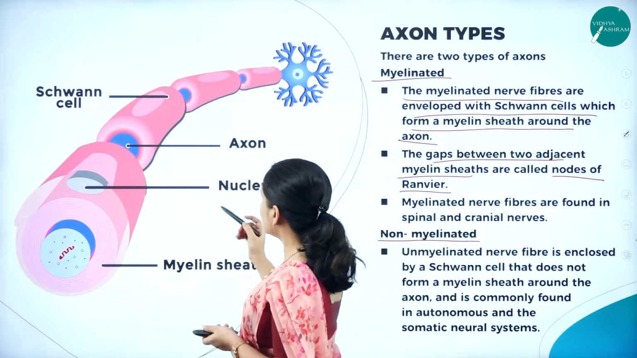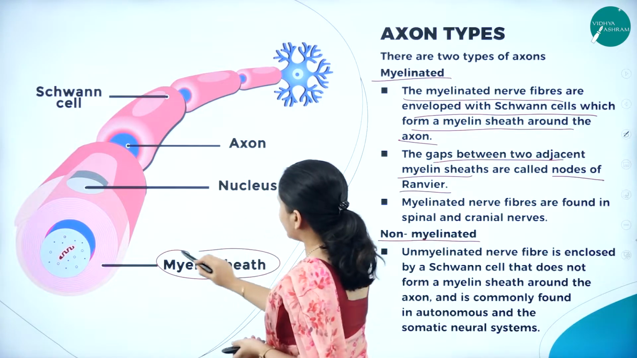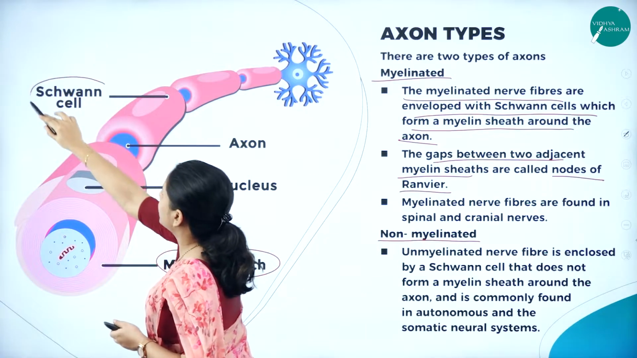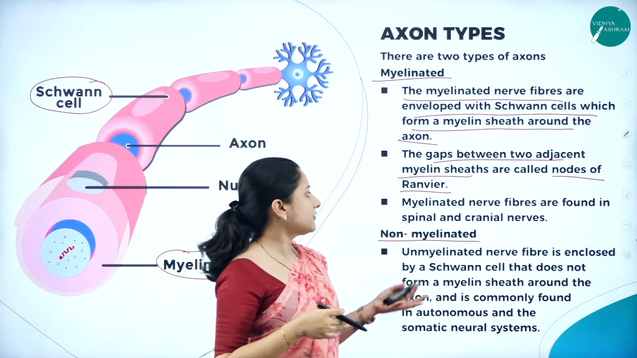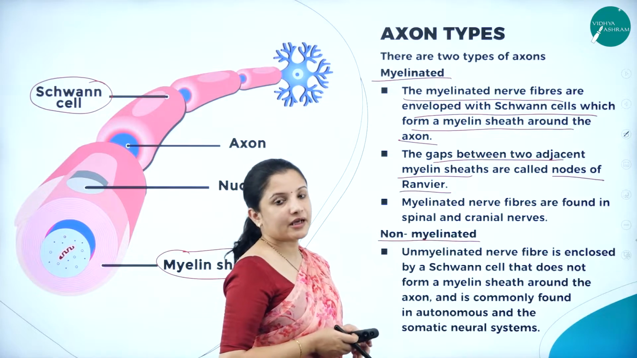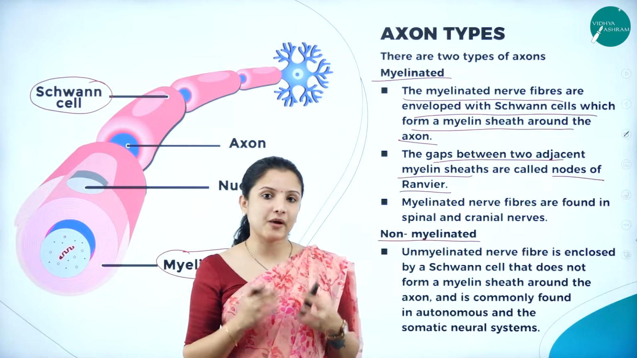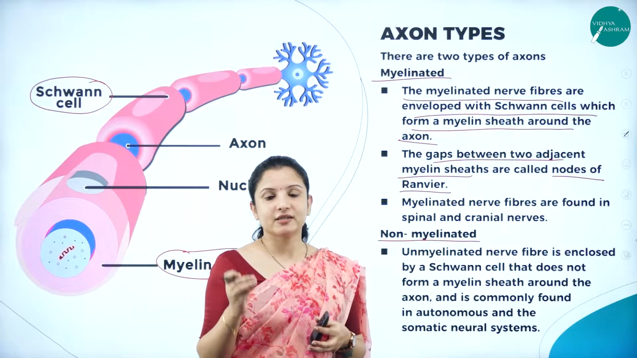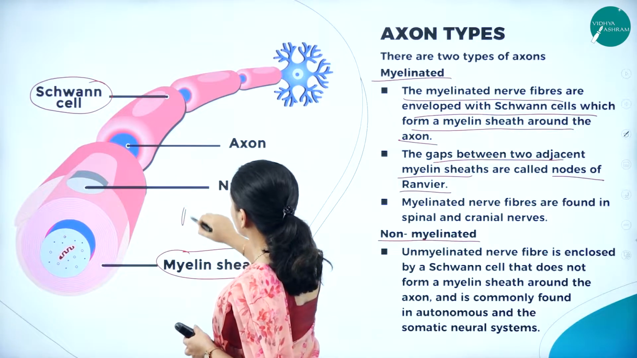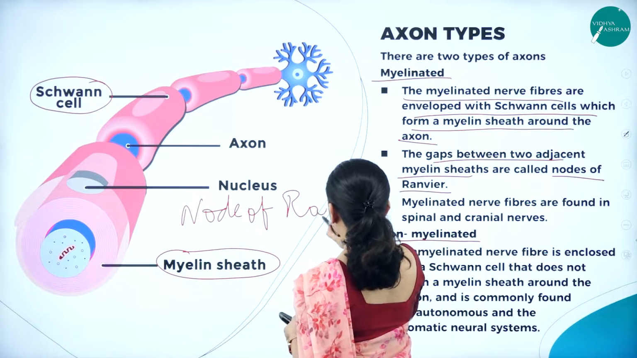So if you can see here, this is the axon. The axon is covered by a myelin sheath, and in between the myelin sheath there are gaps that are present, and these gaps are called as the nodes of Ranvier. And apart from that, these myelin sheaths are nothing but the nerve fibers enveloped with Schwann cells, and these Schwann cells together form a myelin sheath, and in between the myelin sheath there is a gap which is called as the node of Ranvier. So the gap that is present, we call it as node of Ranvier.